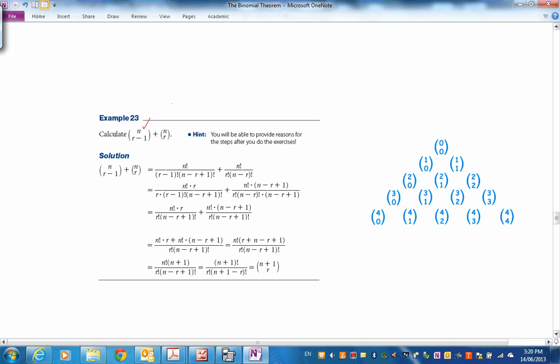Calculate nCr take 1 plus nCr. Well, fairly complicated here. n factorial over r take 1 factorial, then take the 2 away. Lots of symbols. n factorial over r factorial, take the 2 away. Now, here they've multiplied top and bottom by r. Why? Because that then is going to give you r factorial. Okay, and over here if we multiply by n take r plus 1, that will give you n take r plus 1 factorial.